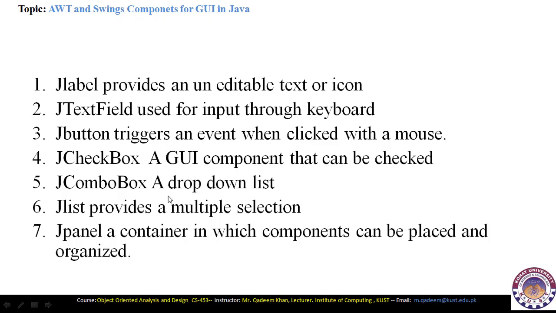JComboBox is a drop-down list. And JList provides multiple selections, through selecting particular items with the mouse. And JPanel is a container where components can be placed, and then the JPanel will be placed inside of the JFrame.